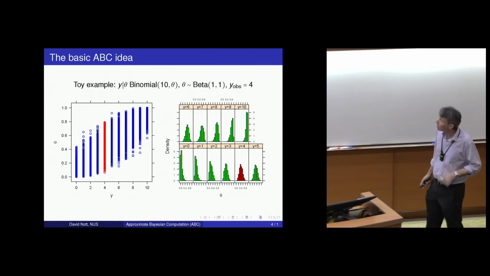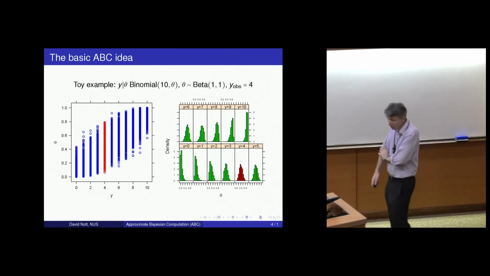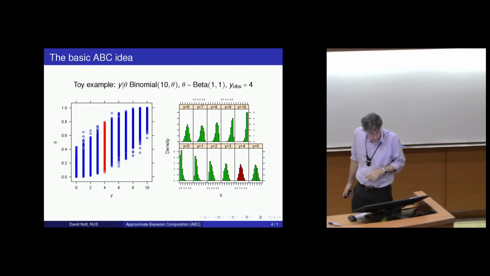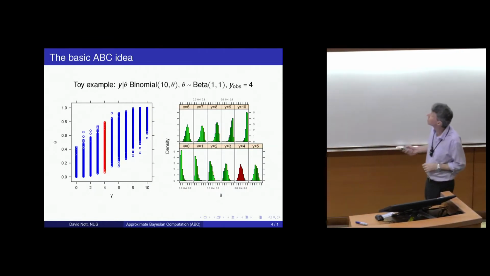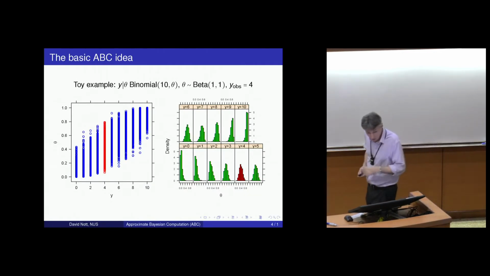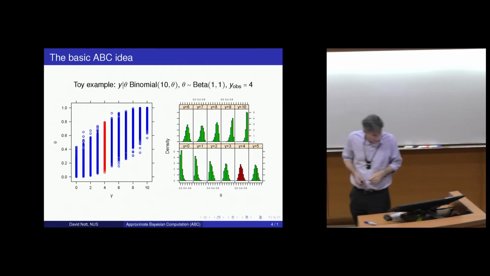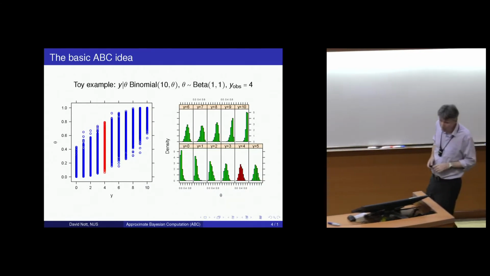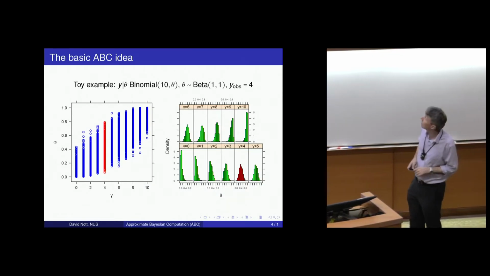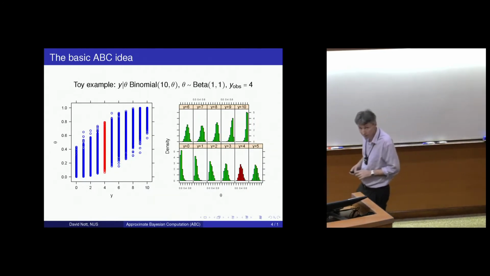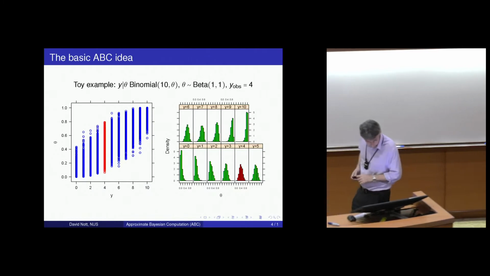Here's a little toy example to illustrate the idea. Suppose I have a sampling model that just consists of a binomial. I've got a single observation y. It's binomial with n equals 10 and probability theta of success on a single trial. My prior on theta is uniform, a beta 1-1. Suppose the observed data is 4.